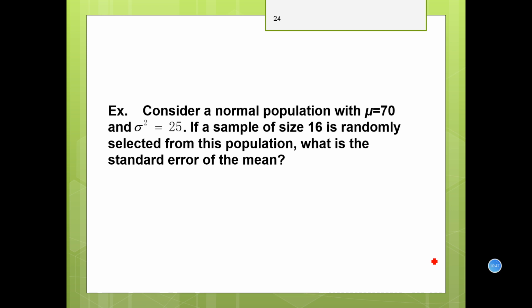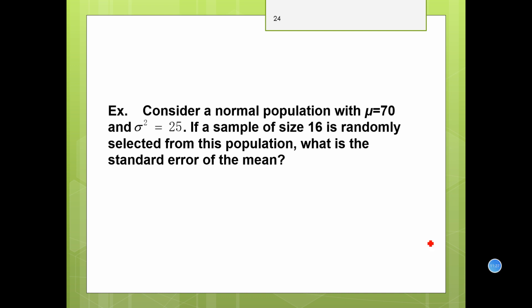Okay, so here when we know the formula of sigma x bar, we can use the formula to solve some special questions. For example, here, consider a normal population with mu equals 70 and sigma square equals 25. If a sample of size 16 is randomly selected from this population, what is the standard error of the mean?